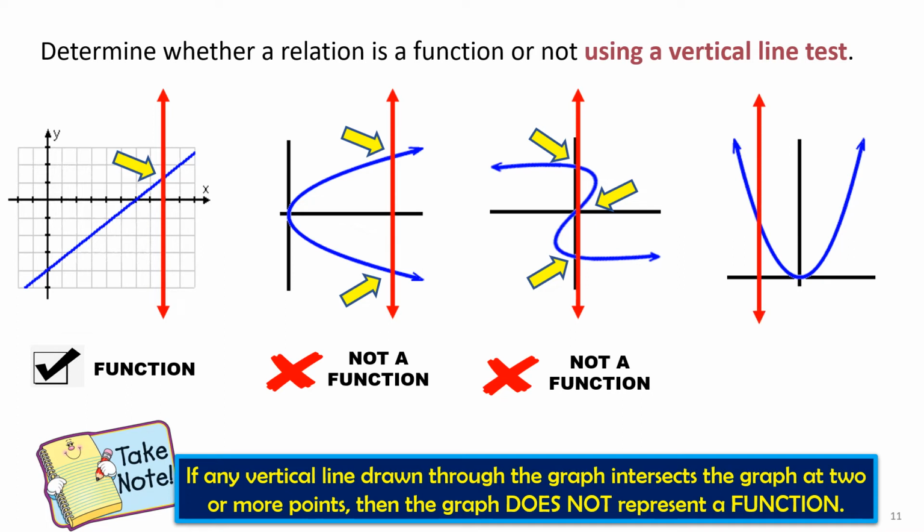Last example. Let us draw a vertical line. And then, i-move natin si vertical line. What can you see? There is only one intersection. So, since isa lang ang intersection niya, then this graph represents a function. Very good.